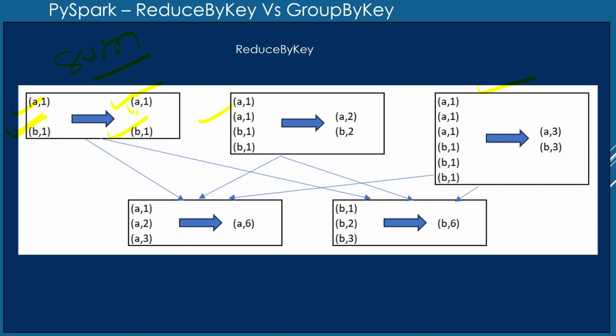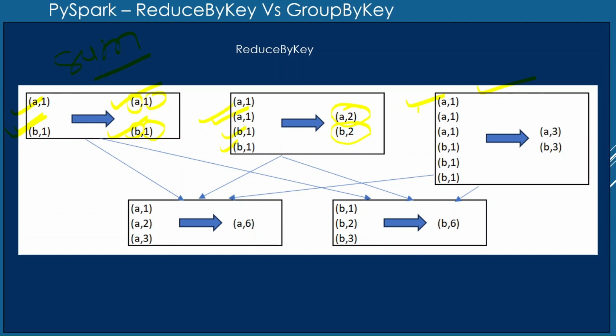So this is the key and this is the value. So this aggregation is happening locally. Here also there are two data points for key A, two data points for key B. This merging is happening locally. So this is the final result. Key A has a value 2, key B has a value 3.